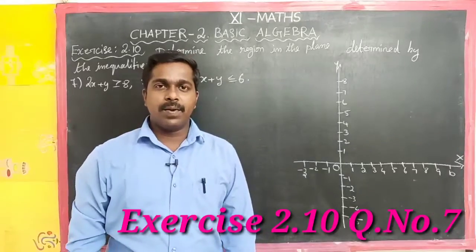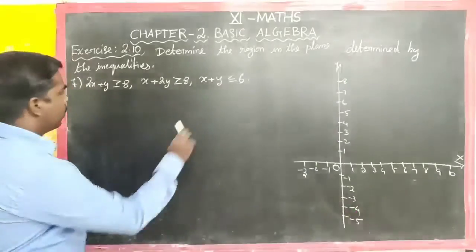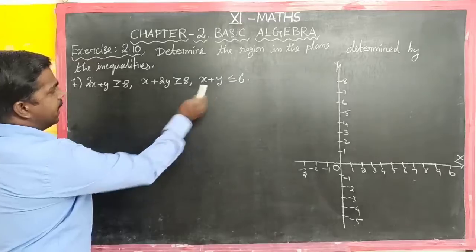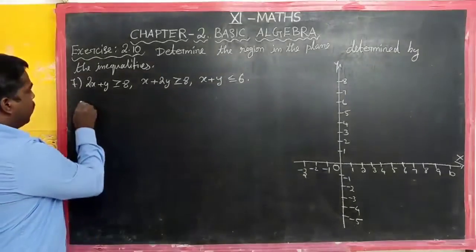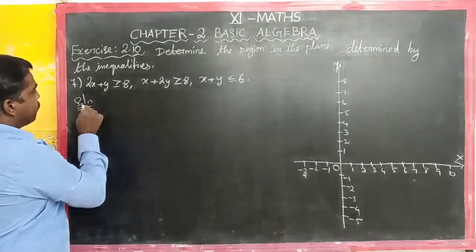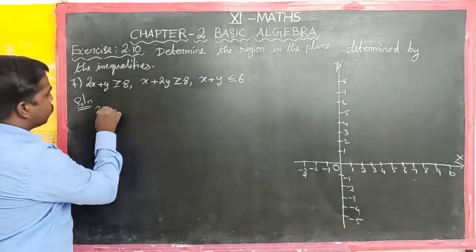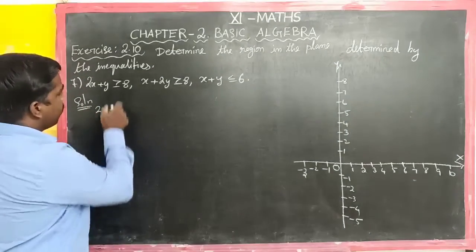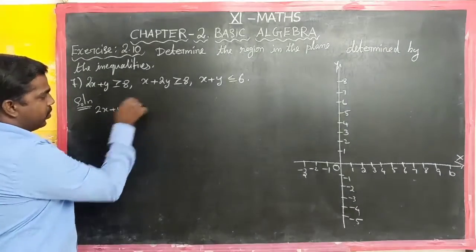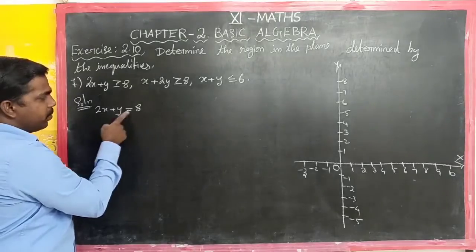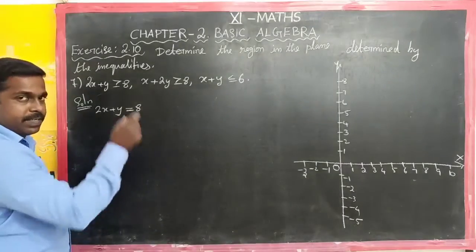Hi students, now we see seventh problem. Here we have three inequalities. So first let me draw the straight line one by one. First let me take the first inequality 2x plus y, but I am going to consider this inequality as equation. 2x plus y is equal to 8. First let me draw the straight line.